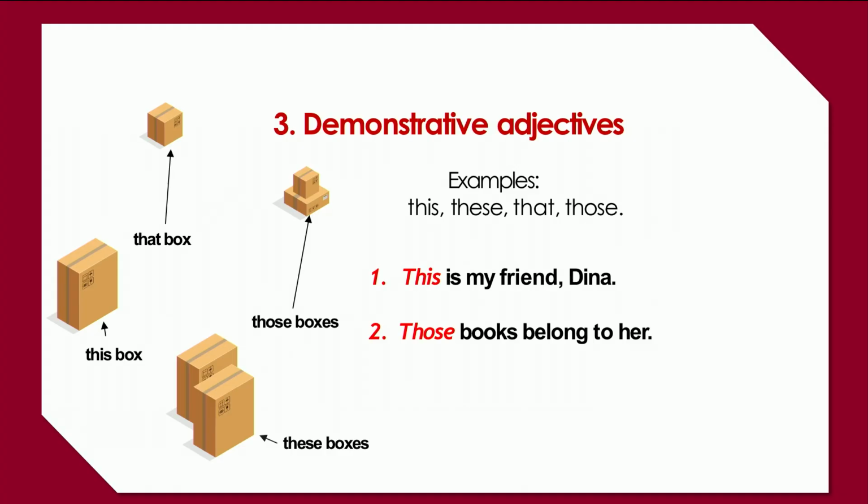Demonstrative adjectives. They are used to point out nouns, and they are classified in 4. When we talk about singular things that are near, we say this. When we talk about singular things which are far, we say that. When we talk about plural things that are near to us, we say these. And when we talk about plural things which are far from us, we say those. Here we have some examples. This is my friend Dina. And those books belong to her.